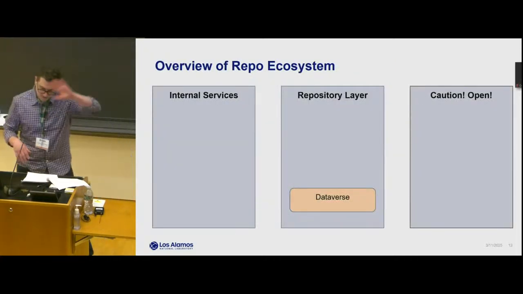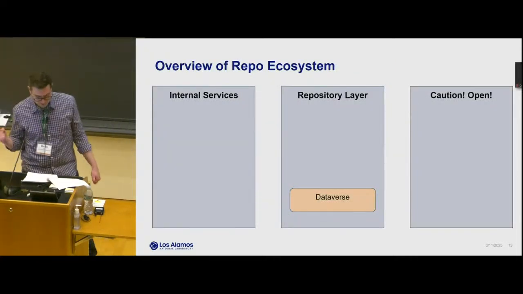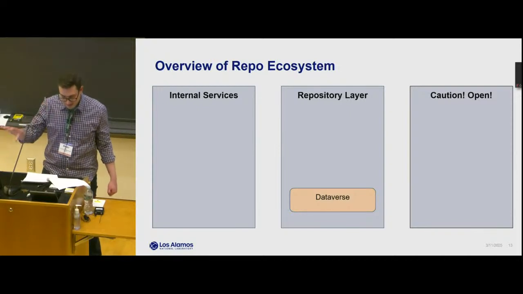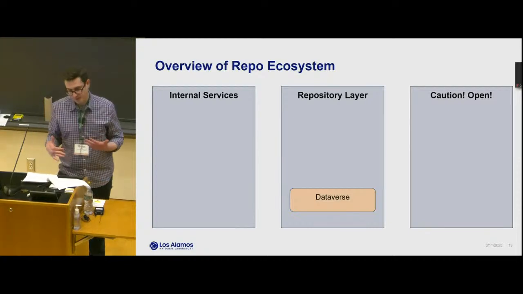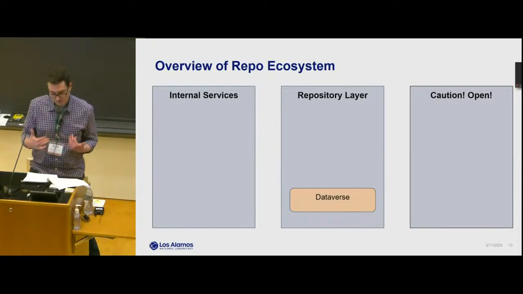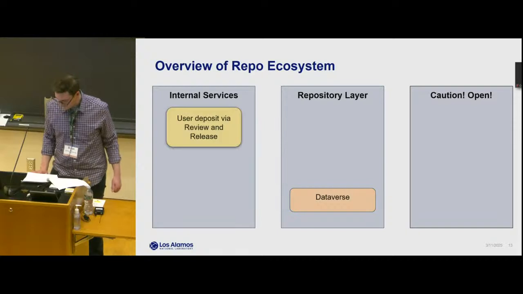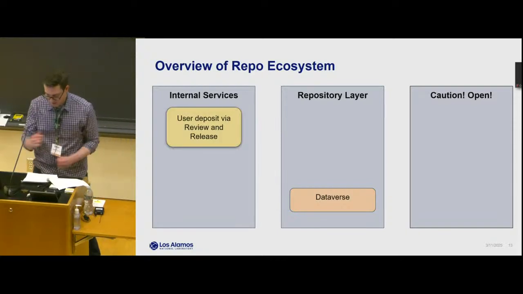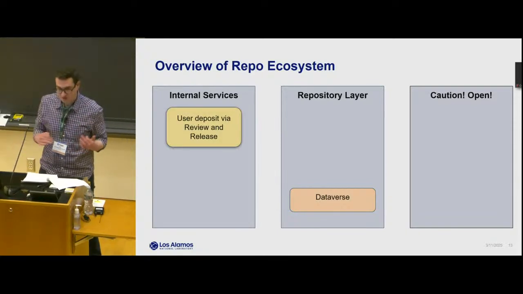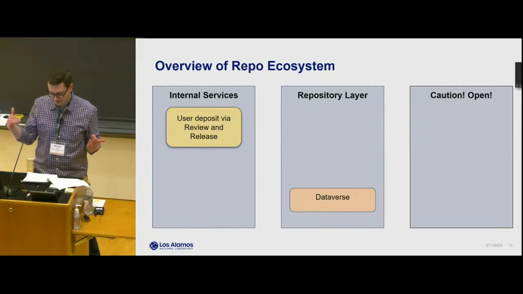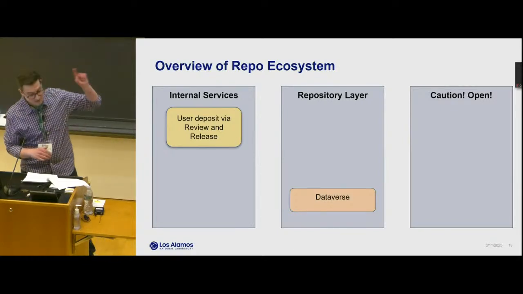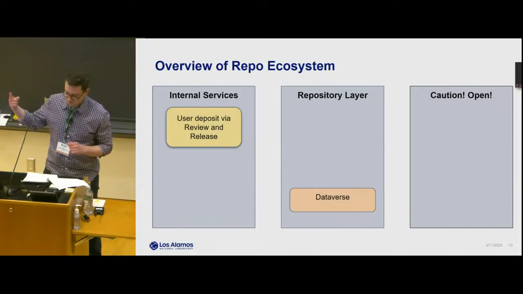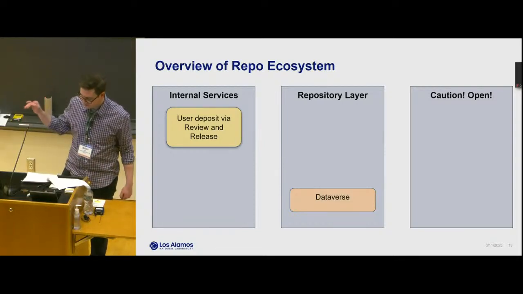So just taking a look at our overall architecture, while Dataverse is a key component of our repository ecosystem, we recognize that Dataverse couldn't replace or replicate functions of several of our essential systems. For example, most repository content comes through user deposit via the review and release system. If someone wants to publish an article, they have to put it into this system, and then once approved, it will feed automatically into the repository.